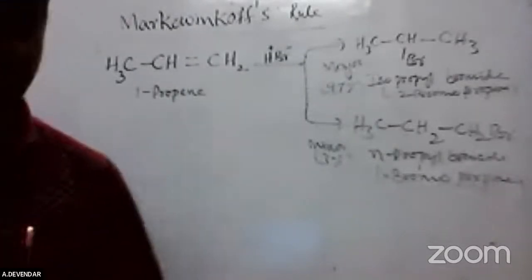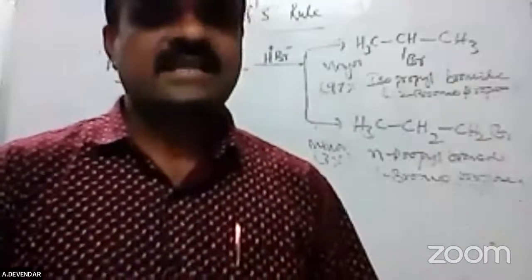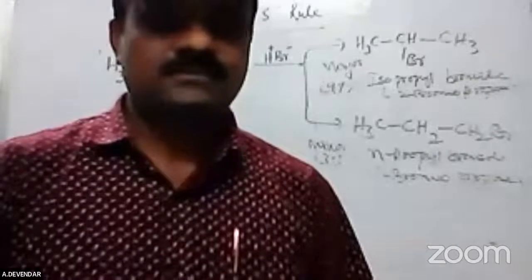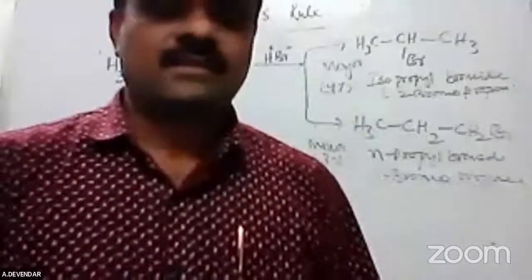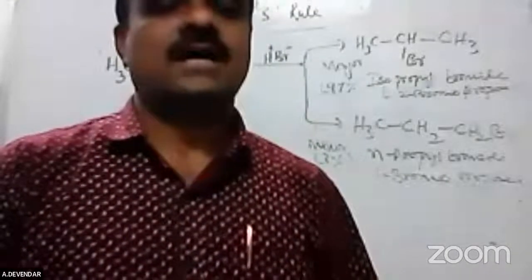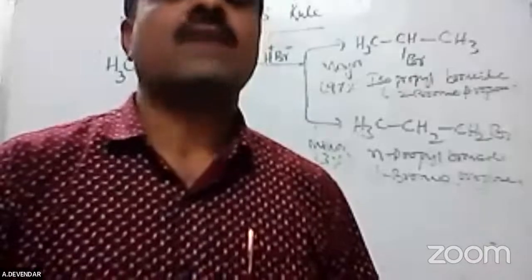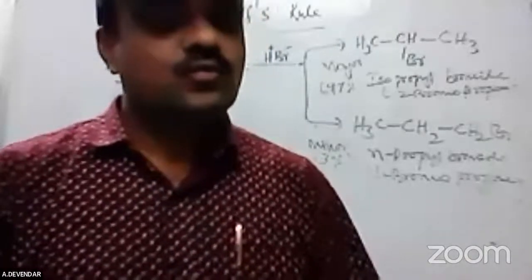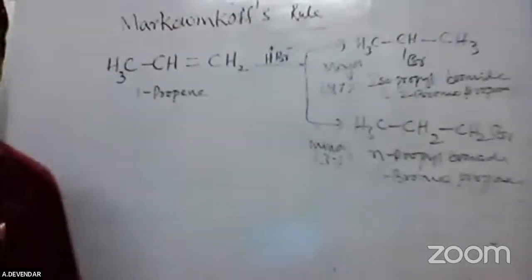So again, I am repeating the definition of Markovnikov's rule. The unsaturated compound is reacted with the unsymmetrical molecule. The negative part of the addendum goes to that carbon attached to the double bond which has the least number of hydrogen atoms, to form a major product. This is called Markovnikov's rule. Understood, I think.